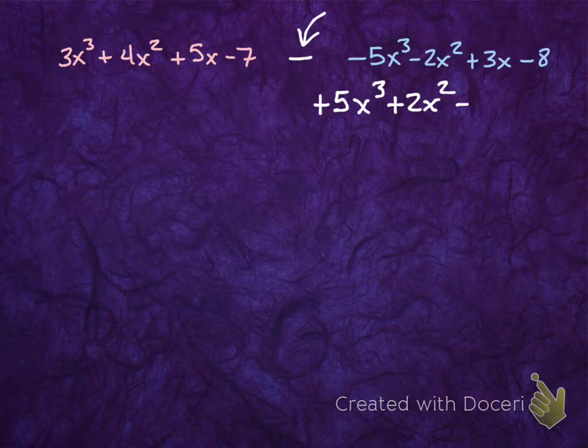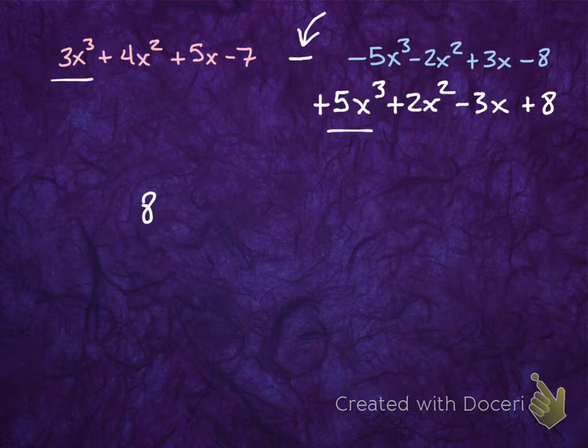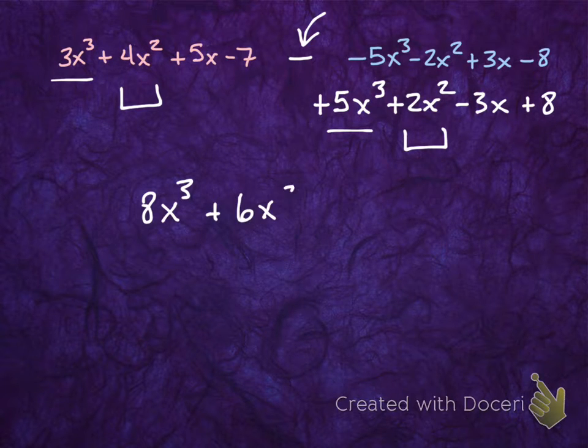Minus 3x gives us minus 3x. And then minus a minus 8 gives us a plus 8. So now we're going to take this pink one and combine it with our white one. So we have 3x cubed and 5x cubed. So 3 plus 5 is 8, so that's 8x cubed. We have 4x squared plus 2x squared, so that gives us plus 6x squared.